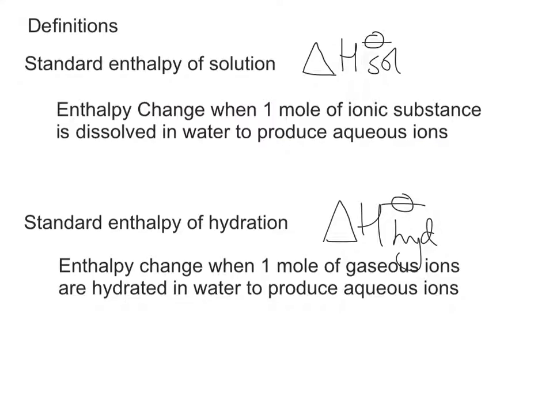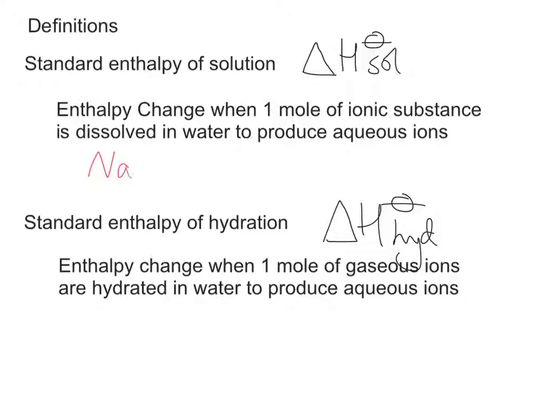So here are those definitions. Again, you must learn these and make sure you are pitch perfect on them. So the standard enthalpy of solution, which is the first one up here, delta H sol, is the enthalpy change when 1 mole of ionic substance is dissolved in water to produce aqueous ions. Okay, so let's give you a definition of that by providing an equation.